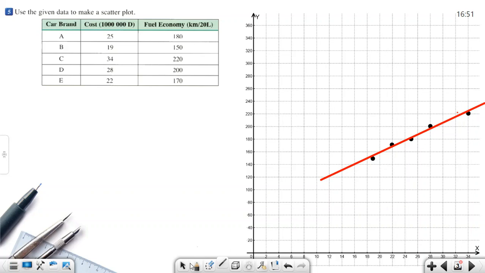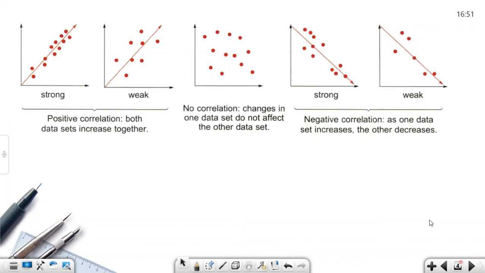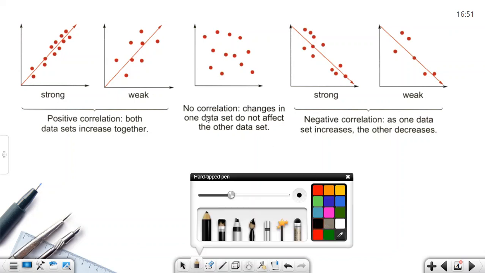But the important part here is how we put these points. So you already know. For example, 19, 150, put the point. We just put the points here. That's how we draw scatter points from that table. That's okay. Now see how we decide, is there any correlation or not? Is there any relation? Correlation and relation are the same thing, so we are going to use correlation here.